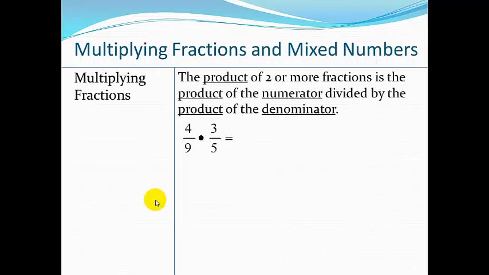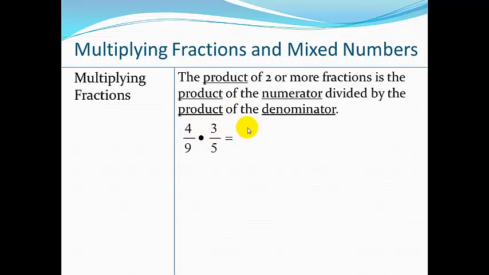So multiplying fractions. You're going to love this one because you don't have to worry about common denominators or anything like that. All you need to figure out is that the product, meaning the answer to a multiplication, of two or more fractions is the product of the numerators, which is the guy on top, divided by the product of the denominators. So here's what that would look like.